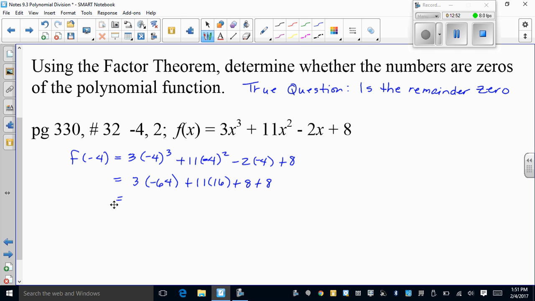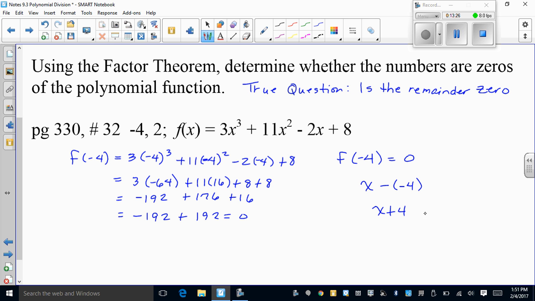So this gives me negative 192 plus 176 plus 16. And that gives me negative 192 plus 192, which equals 0. So since f of negative 4 equals 0, then x minus the negative 4, or x plus 4, is a factor. And what's nice at this point is you can use quick synthetic division on this one using the negative 4, and you can bring this down to a square that can be factored or use the quadratic formula on.